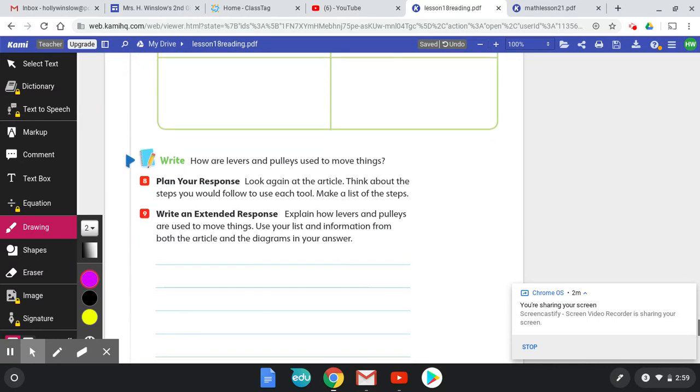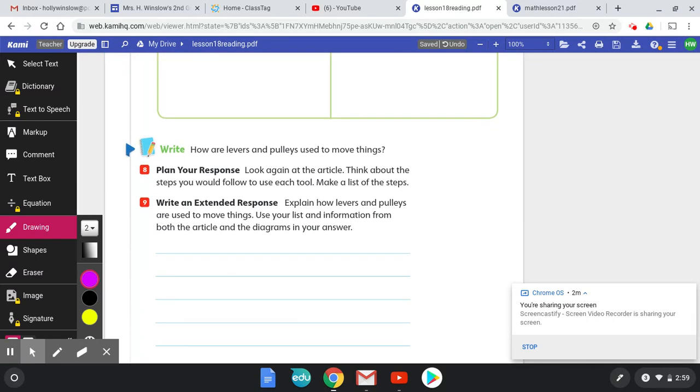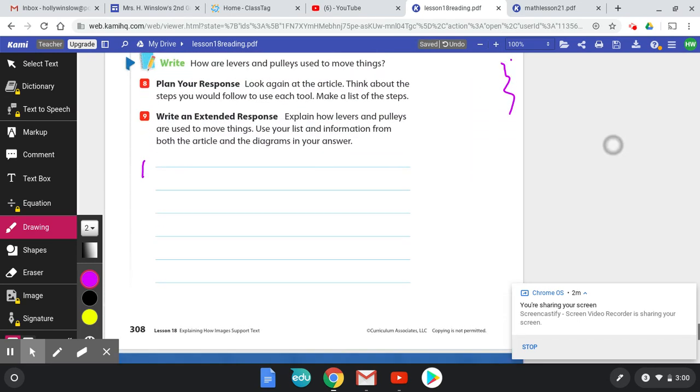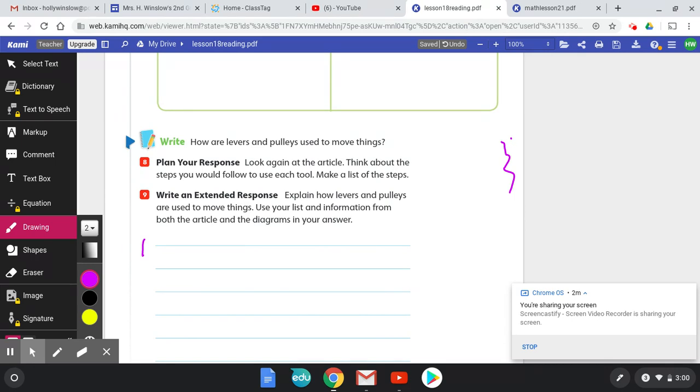Okay? And then number 8 says plan your response. Look again at the article. Think about the steps you would follow to use each tool. Make a list of the steps. You can either make a list on the side here, or you can start off over here on these lines, because remember you have the next page for extra space if you need it.